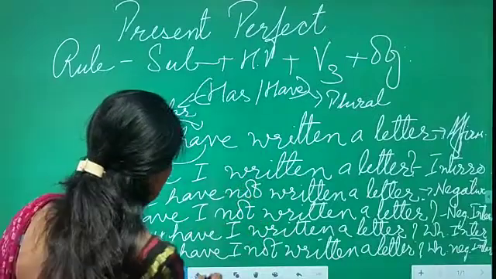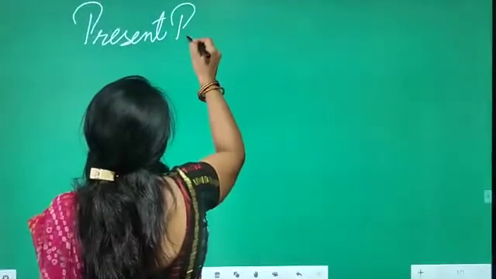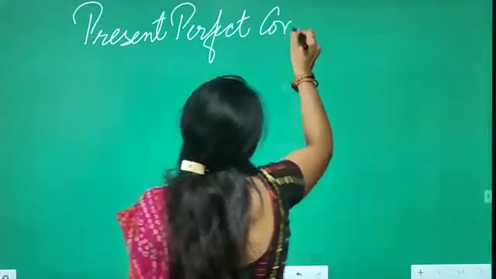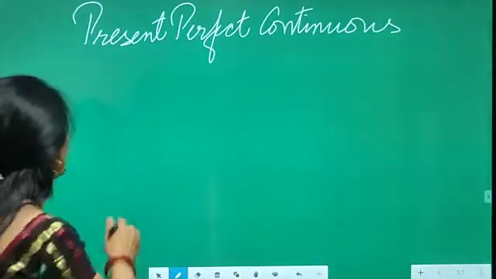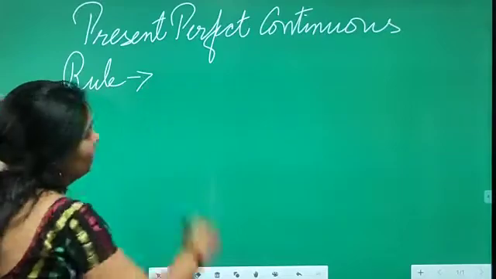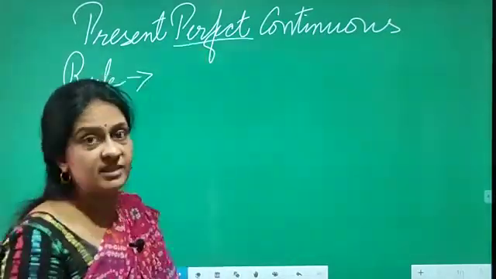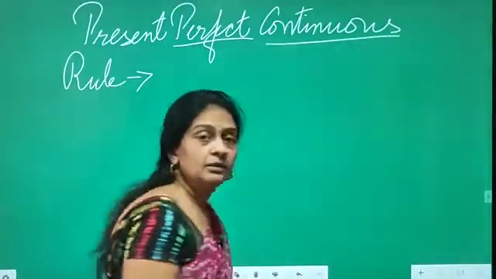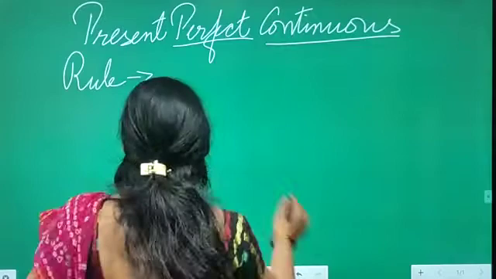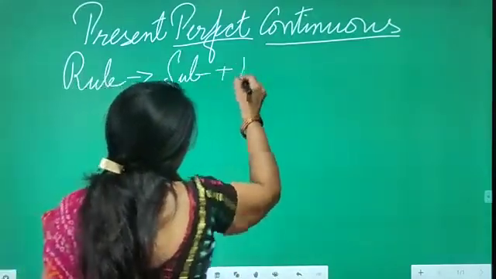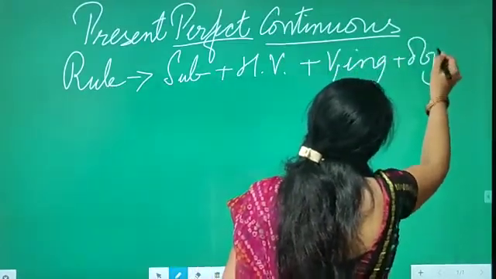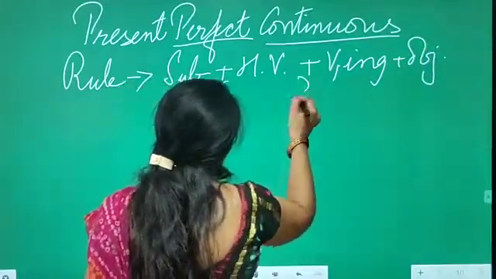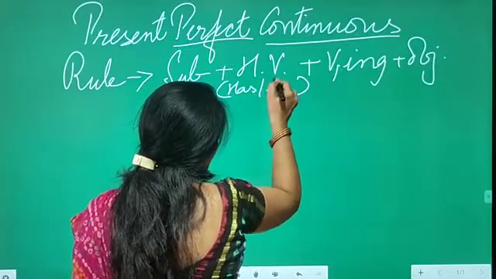Now the next category, the next form of the present is the present perfect continuous. We will be studying now the present perfect continuous and we will finish off the present tense here. The rule for the present perfect continuous, as the perfect is there, the helping verb remains the same. And because it is continuous, the first form of the verb with the ing will be used. So the rule is subject plus helping verb plus first form of the verb with the ing and my object. So here, as I told you, the helping verb remains as in the perfect, has and have.